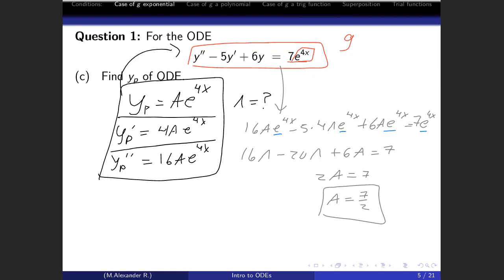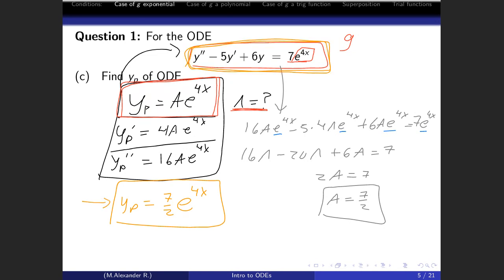Notice that this part is purely algebraic. We just do a little bit of arithmetic, and then we solve for a to be 7 over 2. Remember that in the very beginning of this problem, we said we're going to guess that the solution is of this format, but we did not know what the a was at that point. But now we do. And so that means our particular solution to this problem is going to be 7/2 e to the 4x. So that's the particular solution to the differential equation that's given to us on the very top.